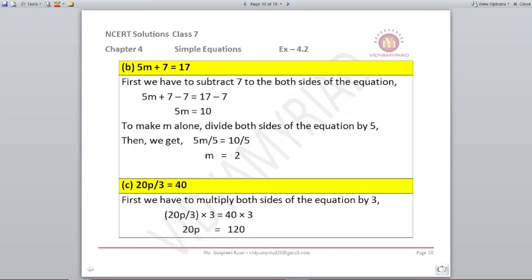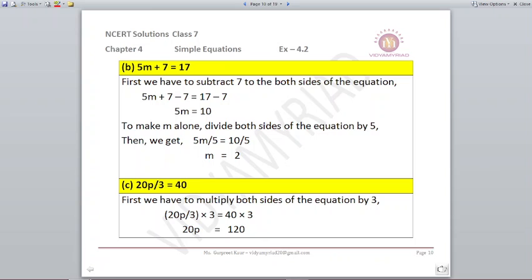Next, 20p divided by 3 is equal to 40. Now 20p divided by 3, it means there is one 3 in the denominator. To remove that 3, I need to multiply both the sides by 3. So it becomes 20p upon 3 multiplied by 3 is equal to 40 into 3, which means 20p is equal to 120.